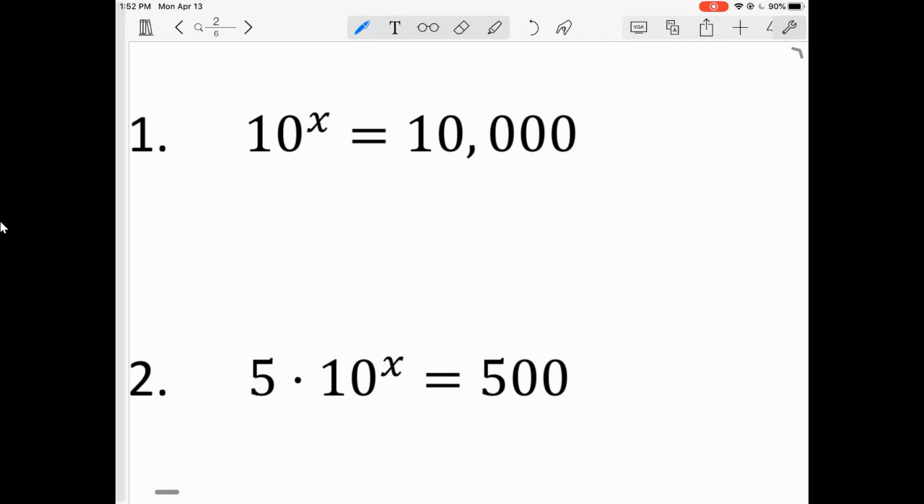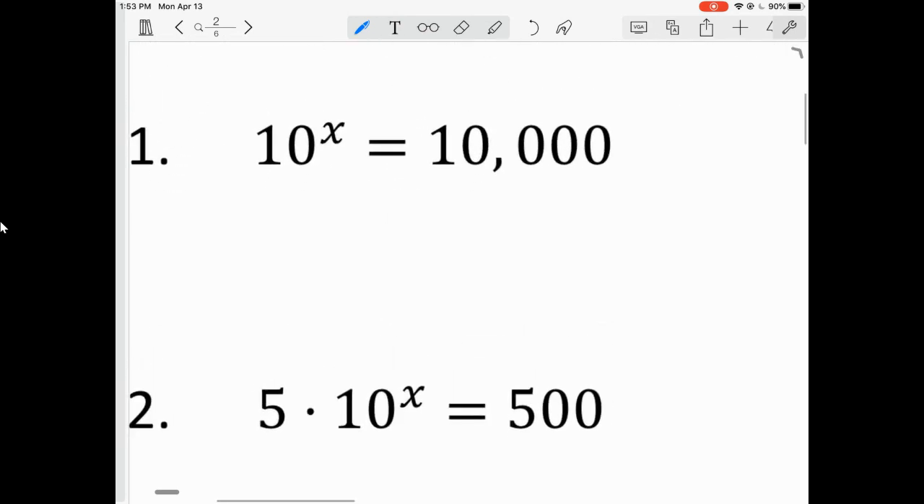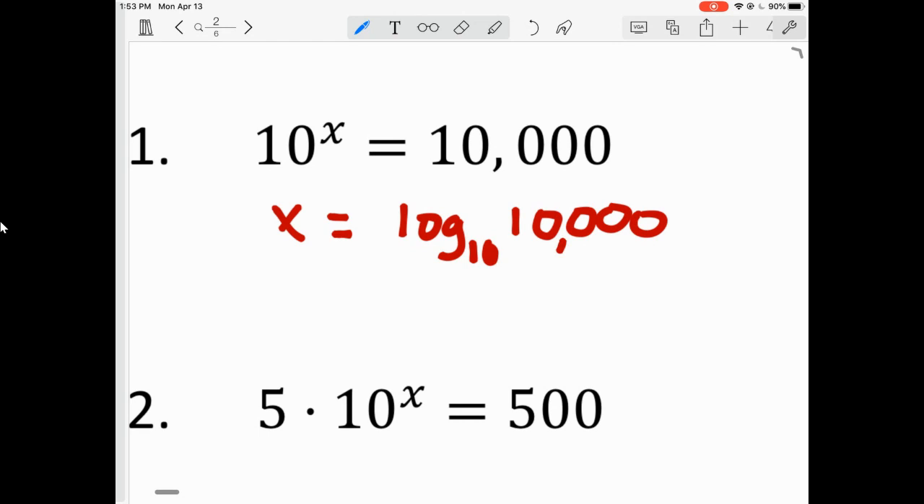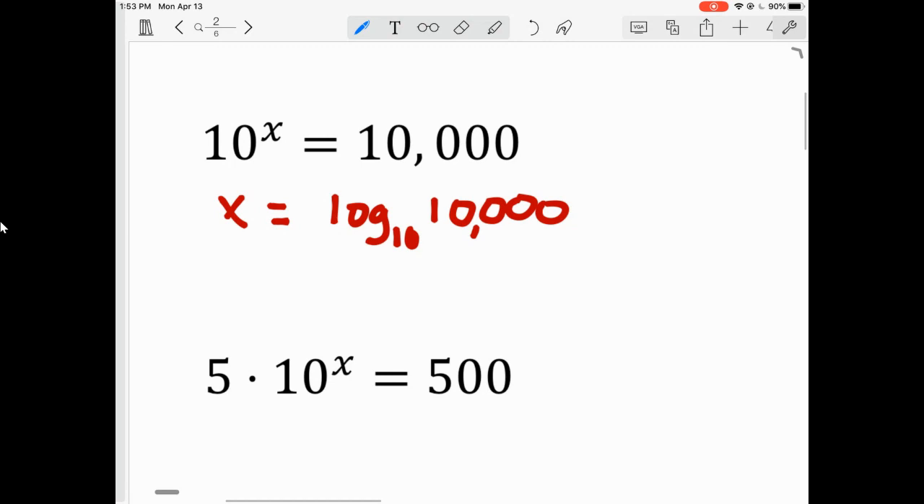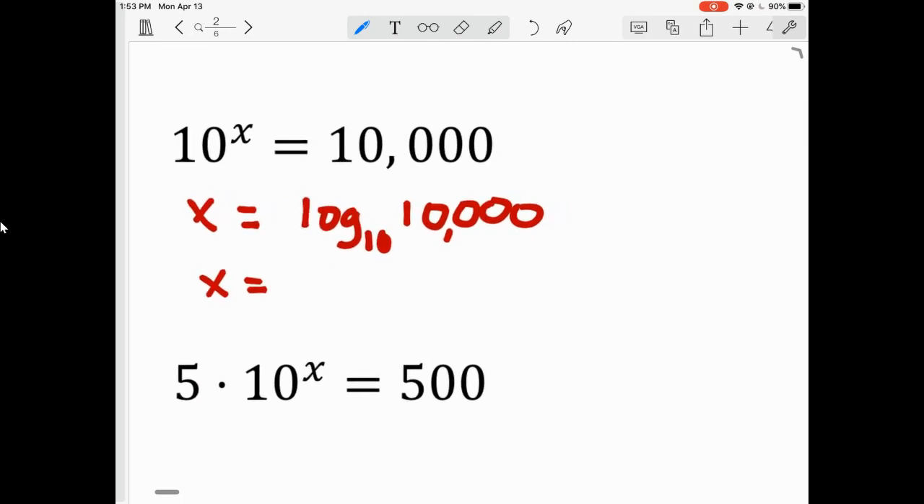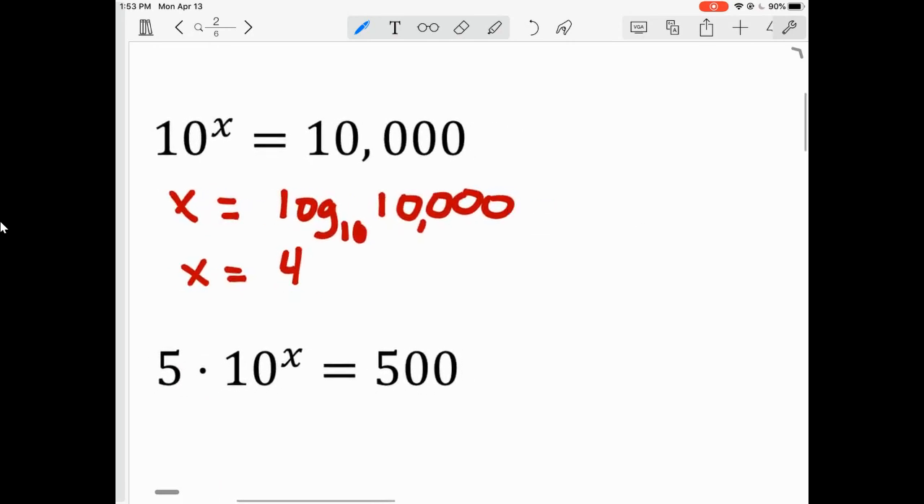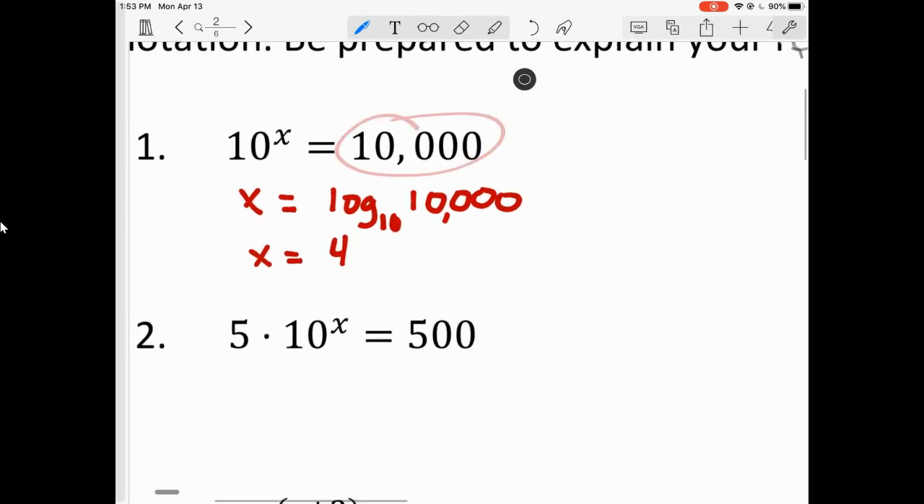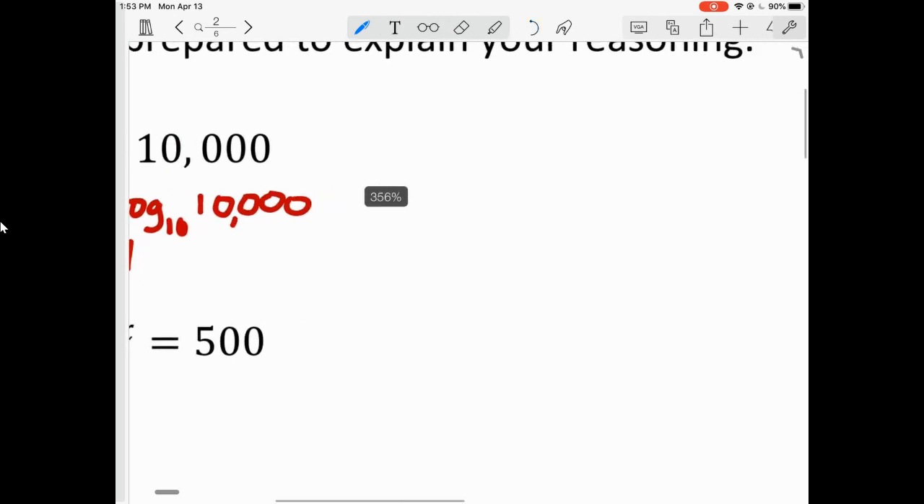All right, for the first one, some of these cases are actually going to be simpler than others. What we could do is just rewrite this expression, this exponential, in logarithmic form. X equals log base 10 of 10,000 is how that would be written in logarithmic form. Then you'd have to use a calculator to figure out what that is, but you could probably actually see what that is already. I know that 10 to the 4th power is 10,000. So in cases where we actually can write this as a base 10 exponential, it might be a little bit easier.